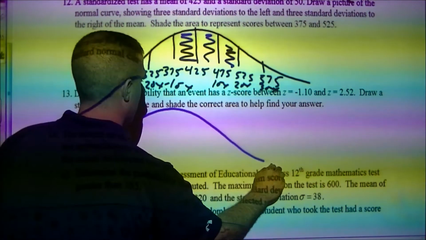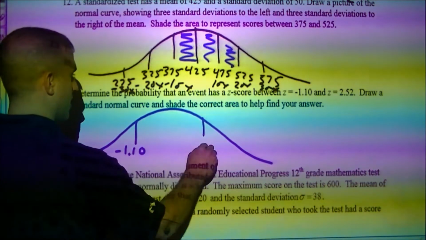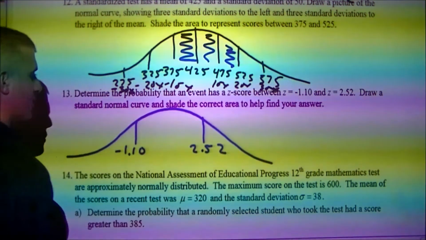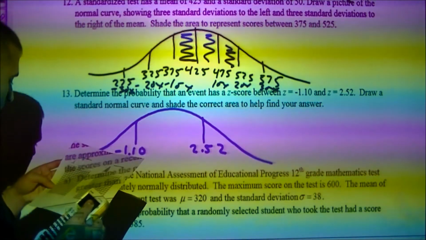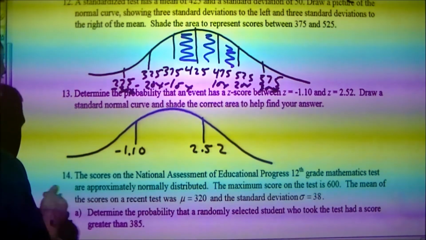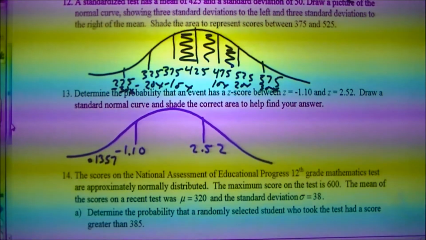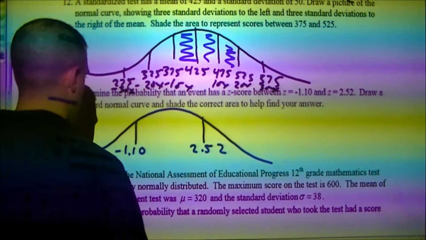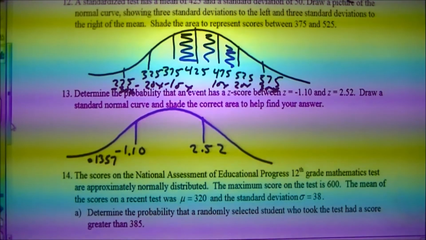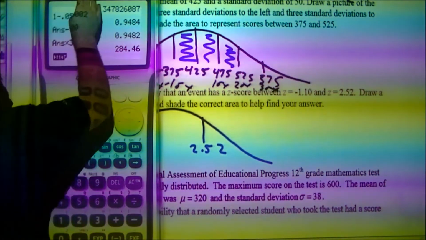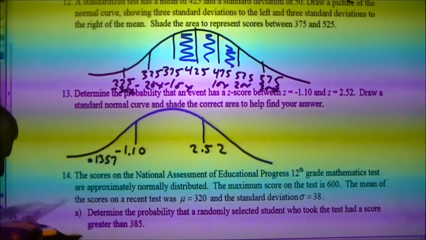Okay, so what's nice here is they've actually given me the z-scores, so I don't have to go find them like I did in the previous problem. At -1.10, the value here is going to be 0.1357. For the other one, I'm going to go for 2.52.